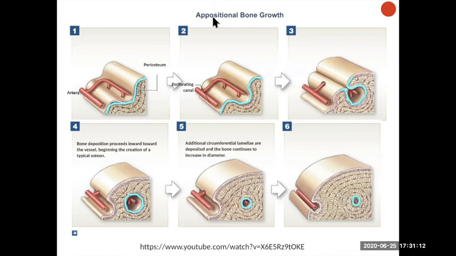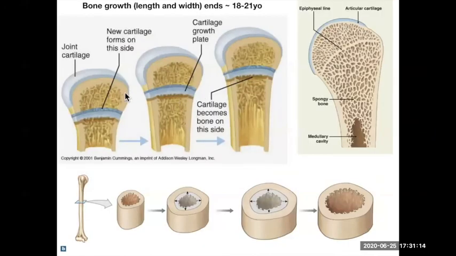All right, so that's appositional bone growth. And so the bone is growing in length and it's growing in width until about 21 years old or so, give or take a few years, and then you're set for life, right? Your bones are pretty much as long as they were and around as thick as they were. All right, so that's bone development and growth.